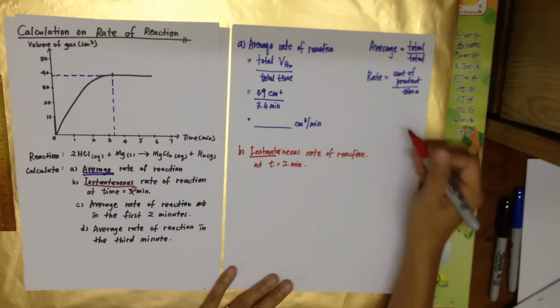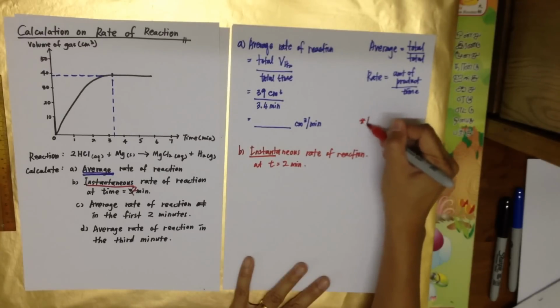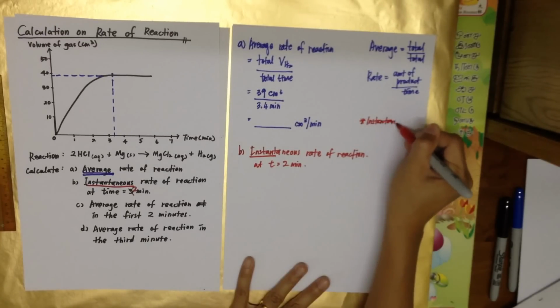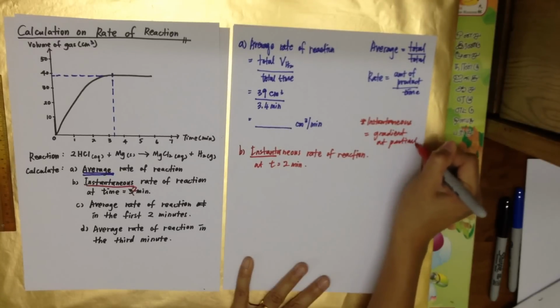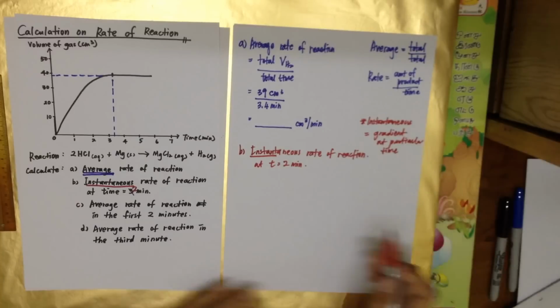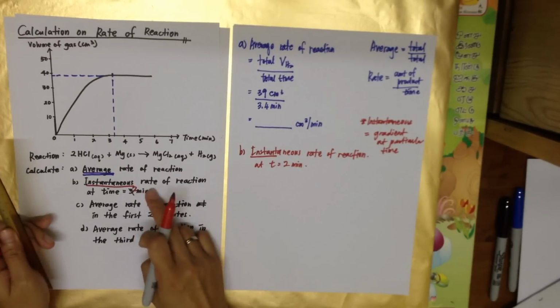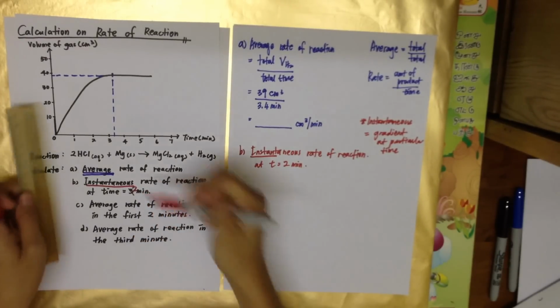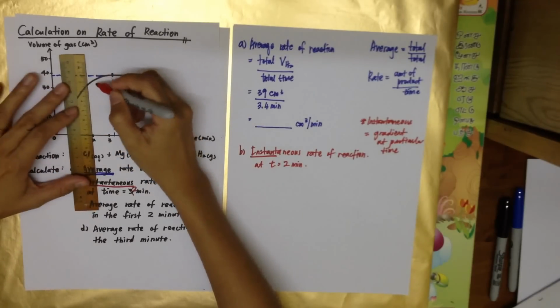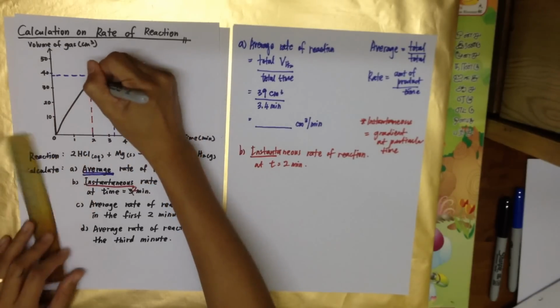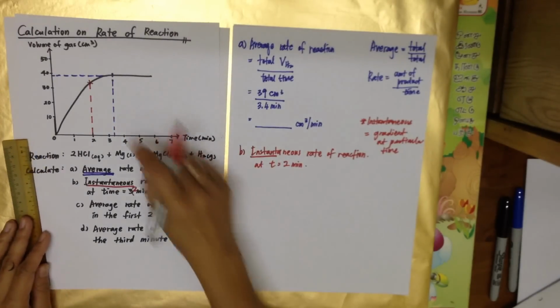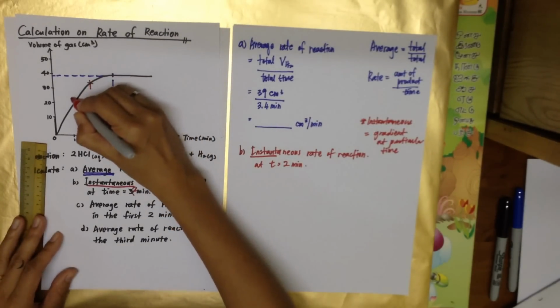This is at one particular time, and for instantaneous, we always need to draw a tangent and find the gradient at a particular time. So when we are looking for instantaneous rate of reaction at time equals to 2 minutes, then we will have to extrapolate the graph at 2 minutes up to the curve to find a fixed point. This is the point where we are conducting our tangent.